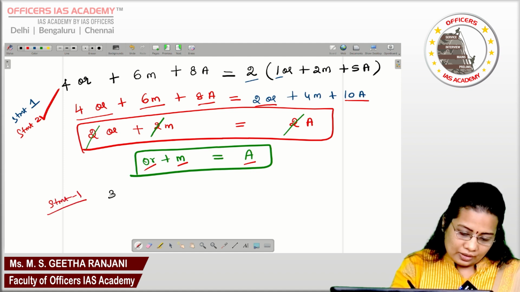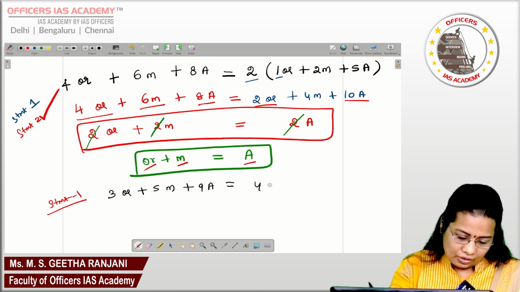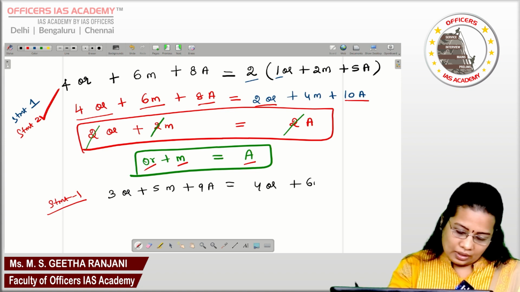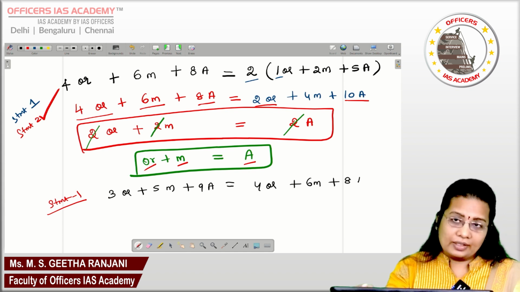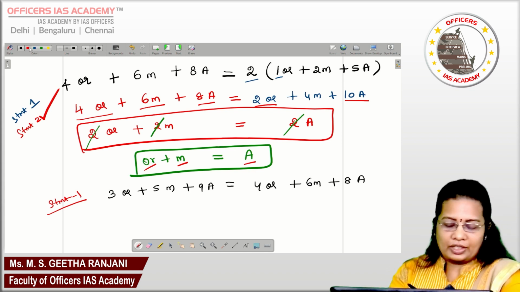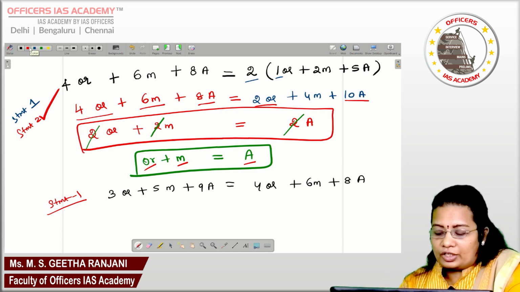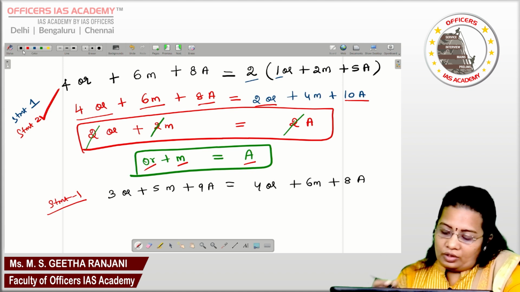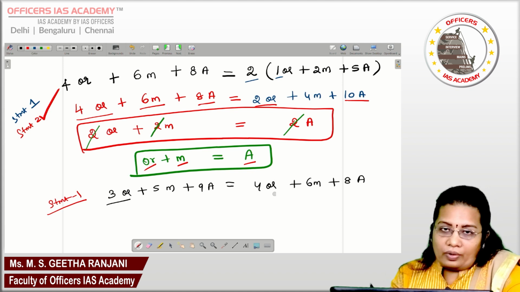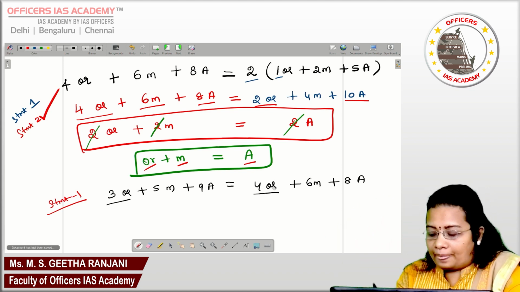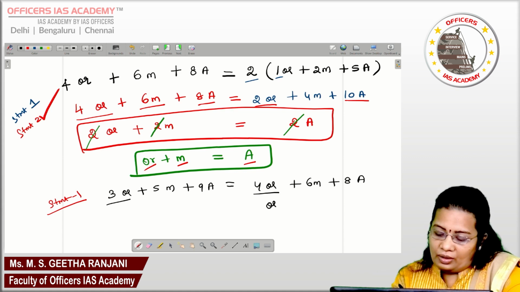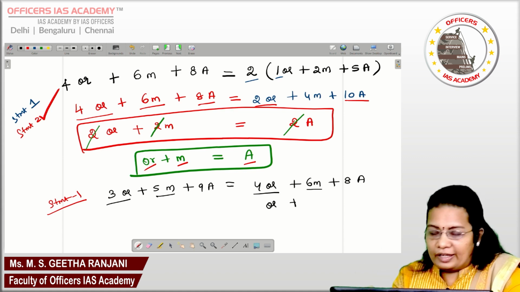Three oranges plus 5 mangoes plus 9 apples equal to 4 oranges plus 6 mangoes and 8 apples. It is given. So, very simple question actually. If you try to decode, you will understand that too. So, 3 oranges, 4 oranges. Subtract, right side 1 orange extra. 5 mango, 6 mango. Subtract, 1 mango extra on the right side.